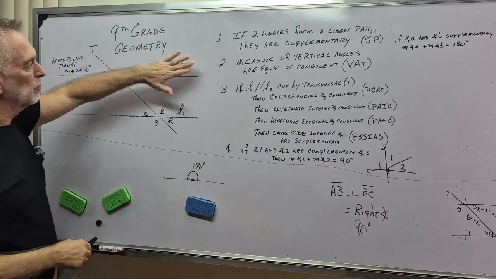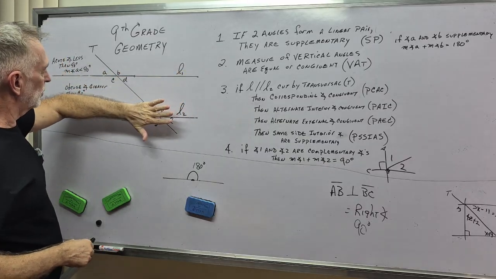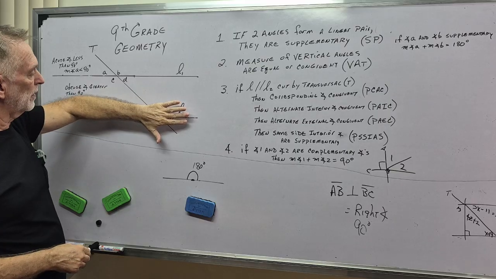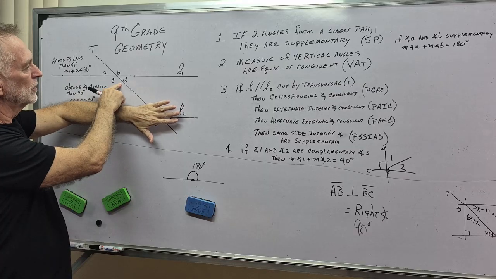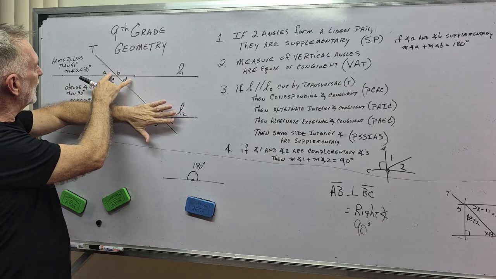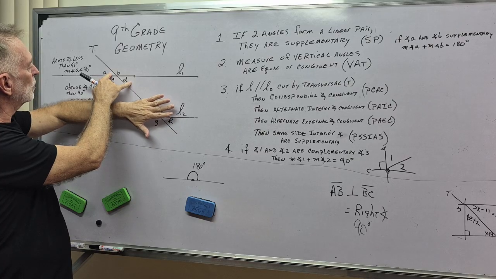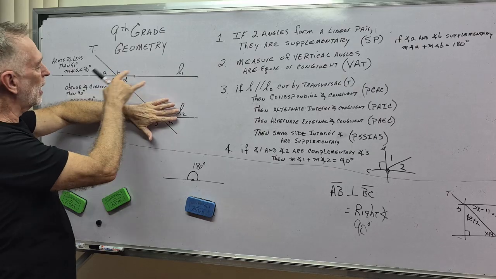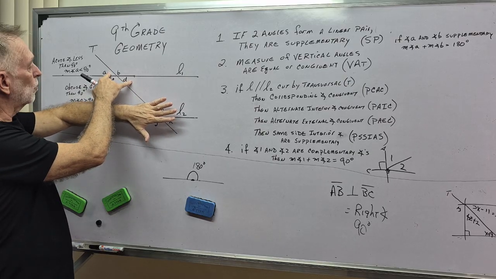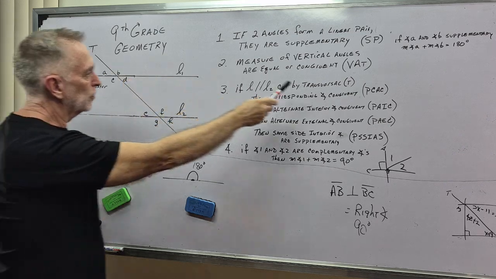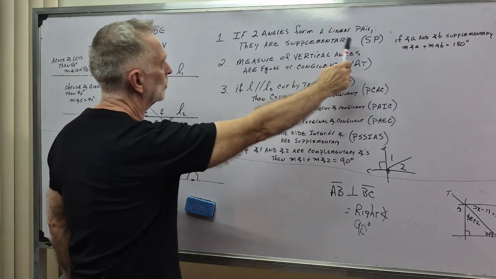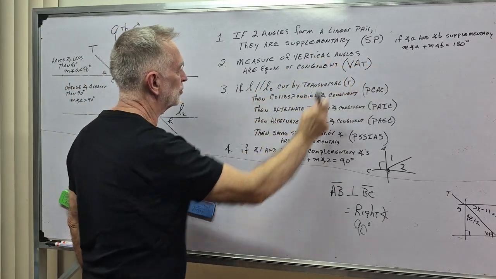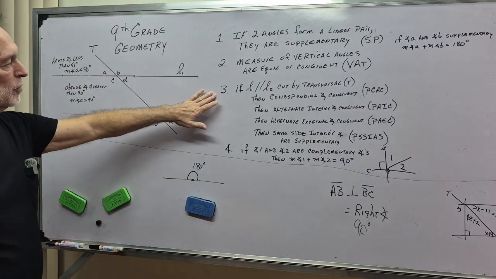Okay. For number 2, let's imagine line 2 is not there. Okay. And this forms somewhat of an X. Okay, so A and D would be considered vertical angles. And the measures of vertical angles are congruent, or they're equal. Okay, that's the vertical angle theorem. This one, number 1, was the supplementary postulate. Okay, let's go to number 3.